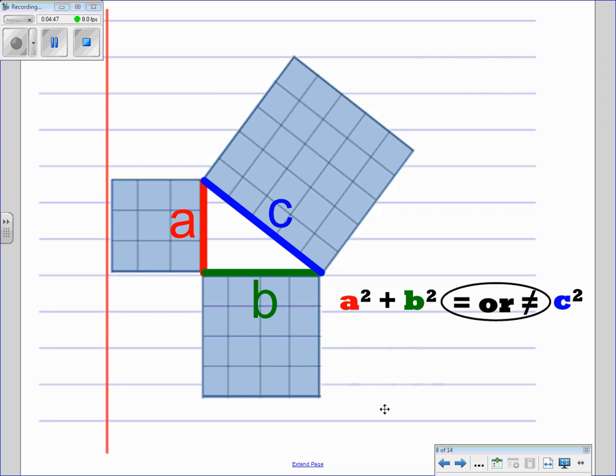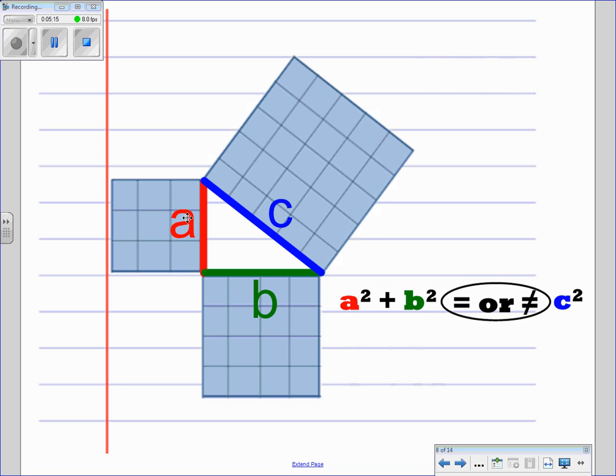Let's go back to our page 113 and see what it means. If a squared plus b squared equals c squared, then we know we'll have a right triangle. How do we find out? We write it down. A squared plus b squared. Does it equal or doesn't it equal c squared? First thing we do is we're going to label the sides of the triangle. We've already done that. So the next thing is to substitute the values for the variables.